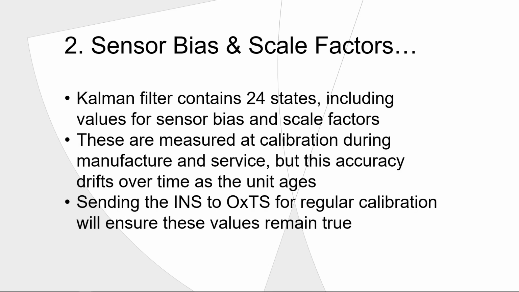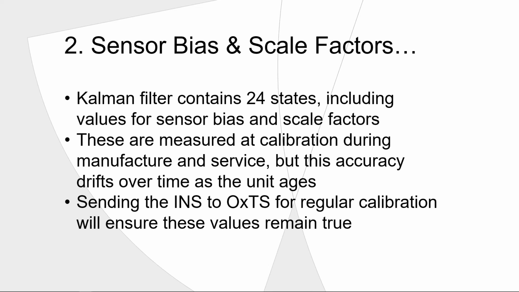So, sensor biases and scale factors. The Kalman filter consists of 24 states, and this involves all your position, orientation, and velocities, but it also includes measurements of the sensors within the unit. So these change over time. At calibration during manufacture, we will model the IMU so we can produce values for each of our units for their scale factors and biases in their IMUs.